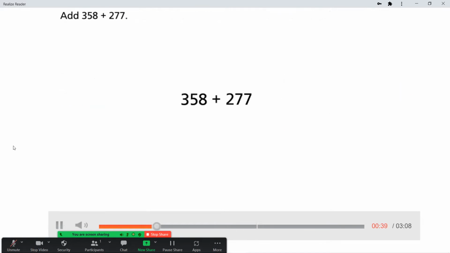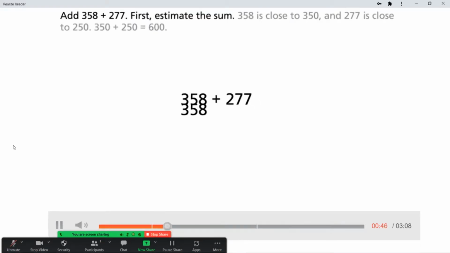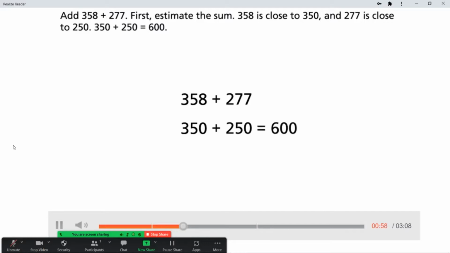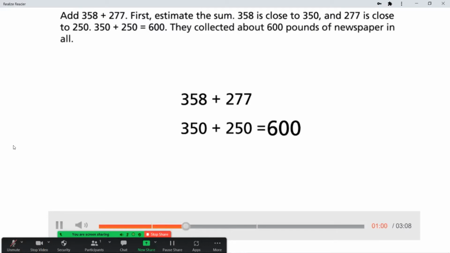Add 358 plus 277. First, estimate the sum. 358 is close to 350, and 277 is close to 250. 350 plus 250 equals 600. They collected about 600 pounds of newspaper in all.